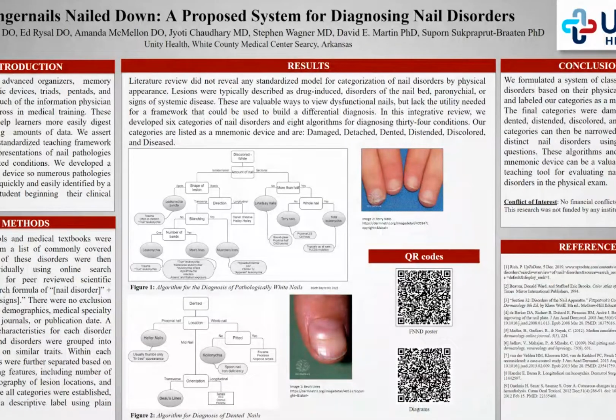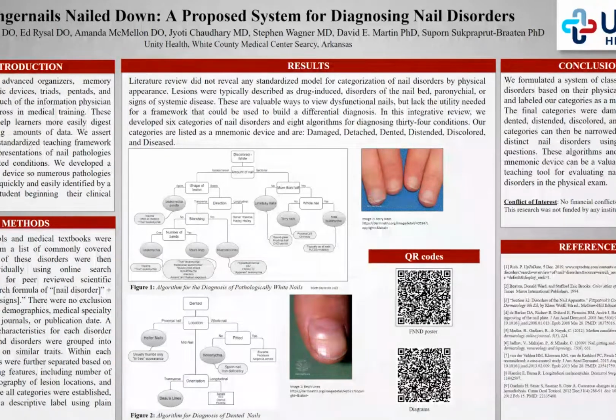So I gathered all of the physical characteristics that I could think of that were common amongst some of these groups of disorders, and I ultimately came up with the damaged, detached, distended, dented, discolored, and diseased model. For each of these terms, I have a diagram that lays out an algorithm where a few simple questions regarding the number of nails involved and the area of the nails involved, along with a few other questions, can quickly lead to a diagnosis.